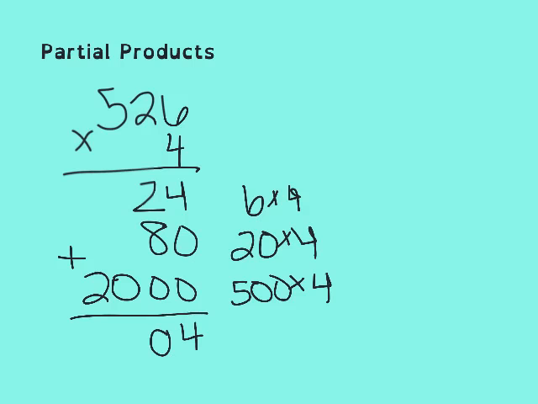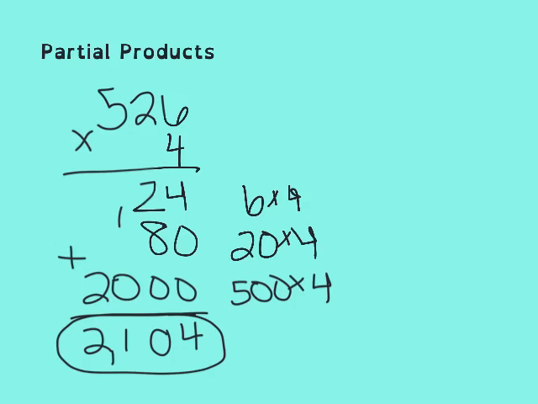8 plus 2 is 10, carry the 1. 0 plus 1 is 1, and then 2 plus 0 is 2. So 2,104. So that is how we do partial products with just a multi-digit number by a one-digit number.